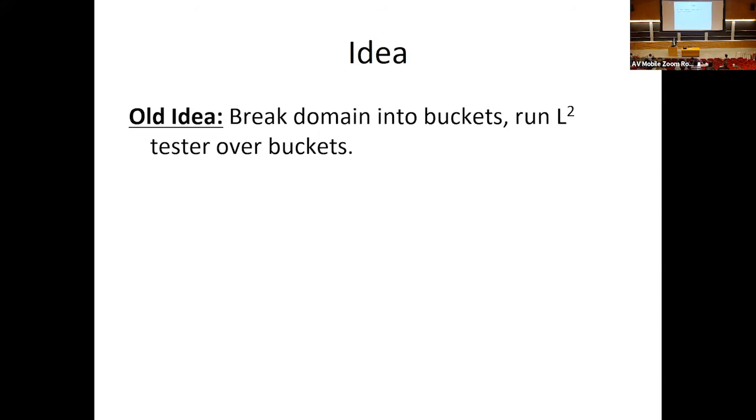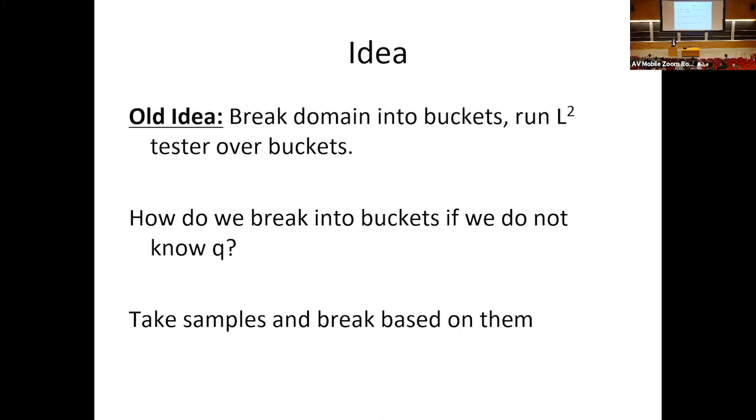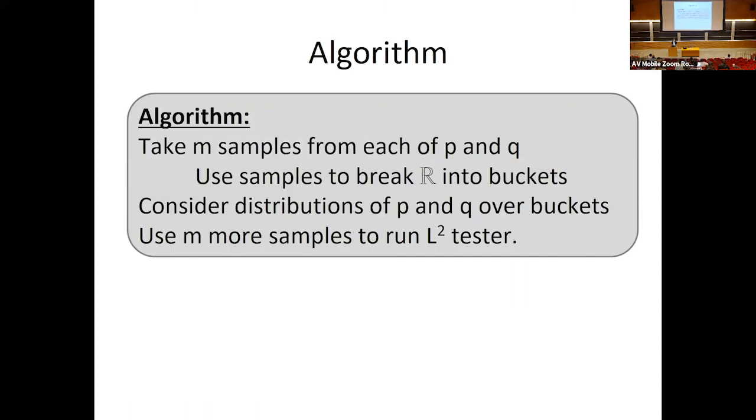And in fact, because everything is sort of invariant under scaling the domain, there's not a natural way to break the domain into pieces if we don't know what scale P and Q are at. And so how do you break things into buckets if you don't know what Q is? Well, in some sense, there's really only one natural way to do it. You take samples from P or from Q, and you use them to break your domain into buckets. You use those as your dividers, and between consecutive samples, those are your buckets. So in some sense, there's almost only one algorithm that we can use.